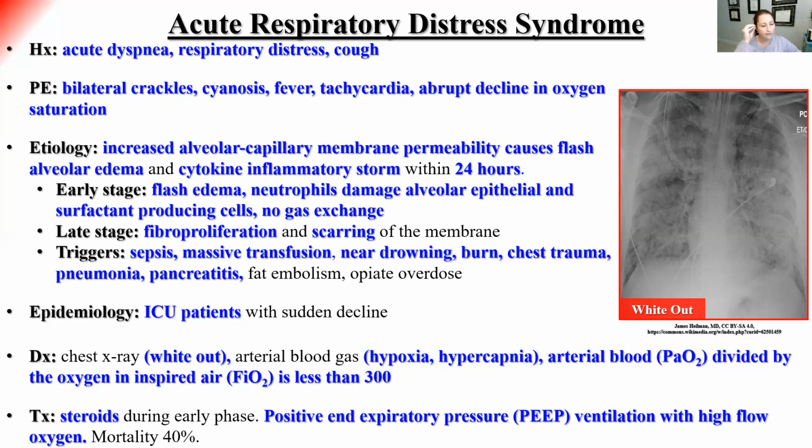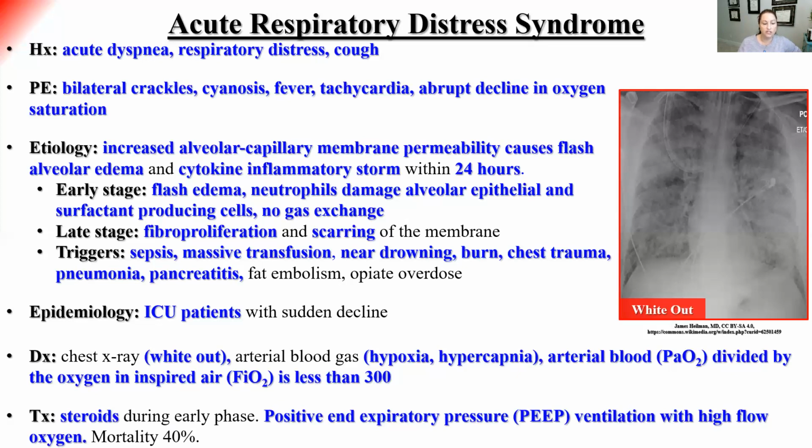The triggers for this, think very sick people: sepsis, massive transfusion, near drowning, burns, chest trauma, pneumonia, pancreatitis, fat embolism and opiate overdose. Not as common, but think really sick patient. On chest x-ray, like we talked about in this picture, it is a whiteout. On arterial blood gas, we see hypoxia and hypercapnia. They're trapping that carbon dioxide. The arterial PaO2 divided by the oxygen in the inspired air, so PaO2 divided by FiO2, is going to be less than 300.